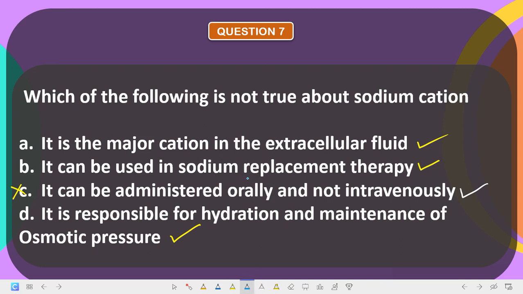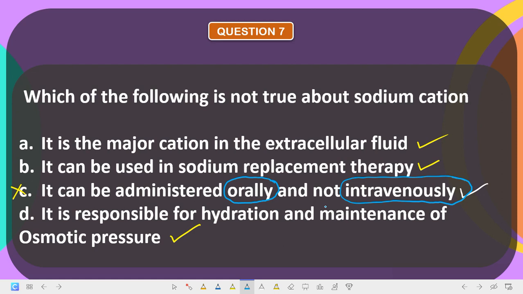Now, when you say something is administered orally, what does it mean? It means you give it maybe as a drug to swallow, or let's say as a syrup to take in through the mouth. Are we getting it? Intravenously is what? Like an injection through the vein. Are we getting it now? So the sodium cation can be administered either orally and what? Intravenously. You can take it in either orally or intravenously.